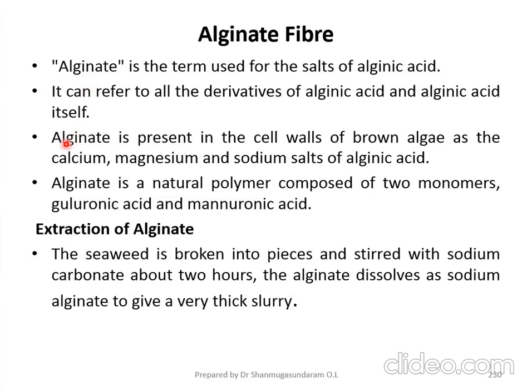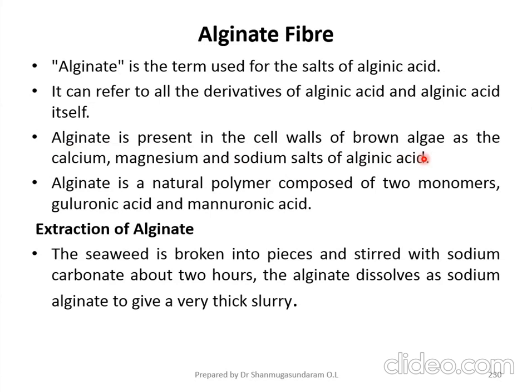So where can you find this type of alginate polymer? Alginate polymer is present in the cell walls of brown algae as calcium alginate, magnesium alginate, sodium alginate, or sodium salts of alginic acid. So where is this alginate polymer available? It is present in the cell walls of brown algae.